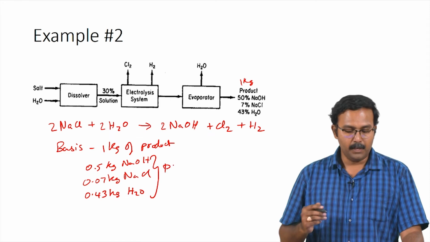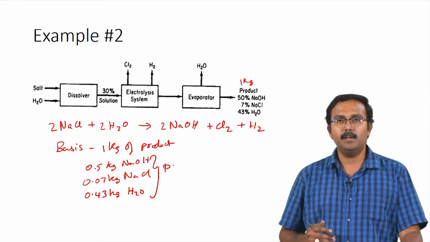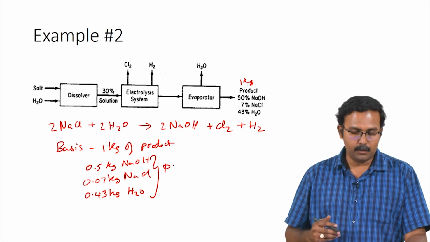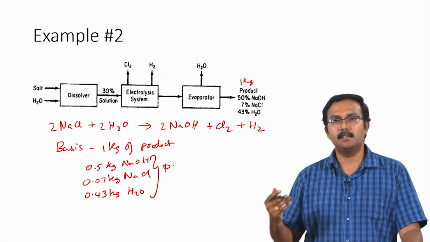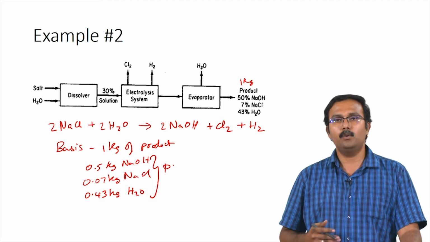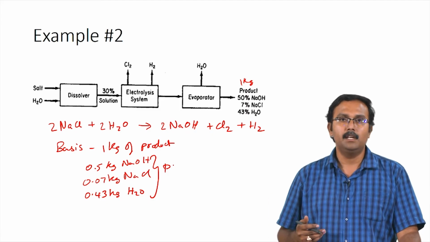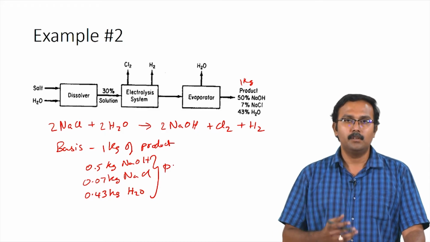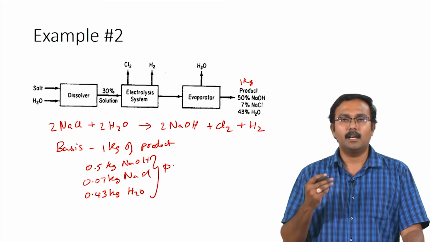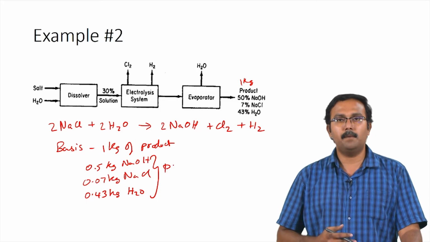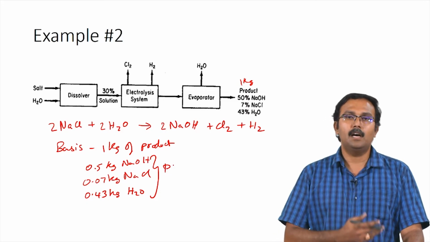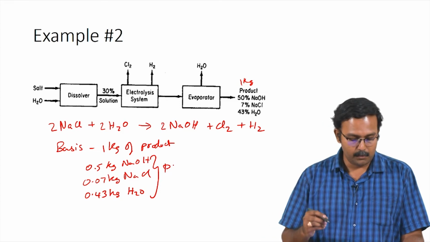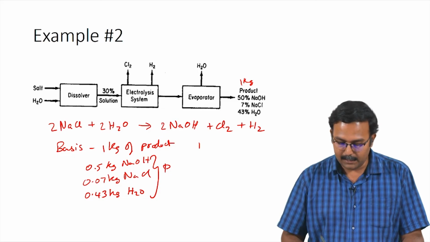Now, the first question is to identify the conversion of NaCl. For this, we need to know how much NaCl is entering the system. We already know the amount of NaCl leaving the system. If we know how much NaCl is consumed, then we can calculate conversion. The amount of NaCl consumed can be obtained by knowing the amount of NaCl entering and the amount of NaCl leaving. So, for this reason, we will start with an NaCl balance.